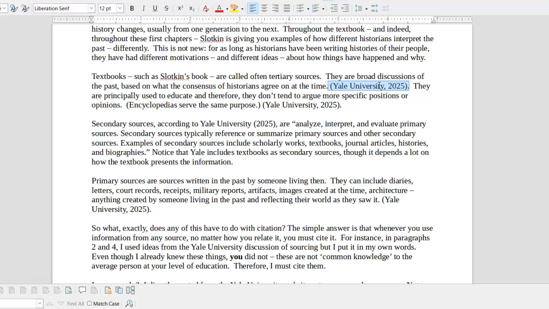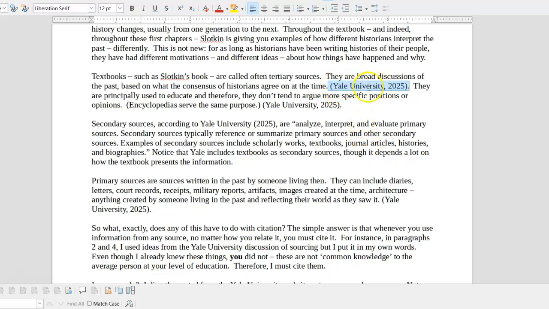In this case, I have rephrased what Yale University says about tertiary sources. I have put it in my own words, but I still have to cite it because I got the information from this website. The internal citation is literally the author and the date, and if you're using a book, the page number. I'll show you an example of that towards the end.